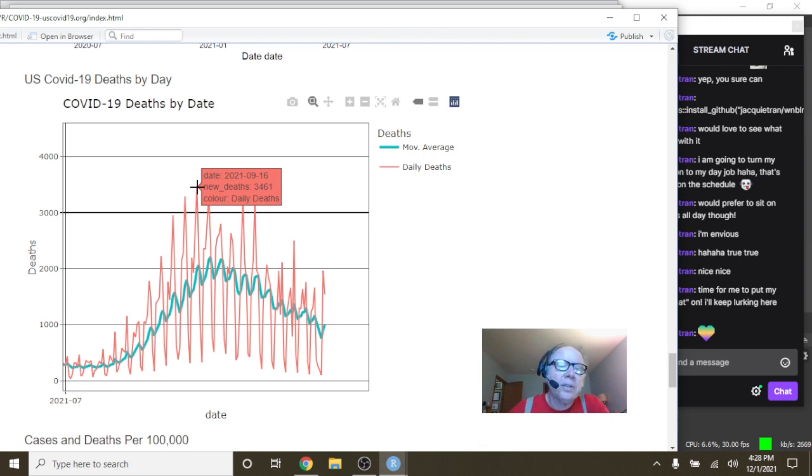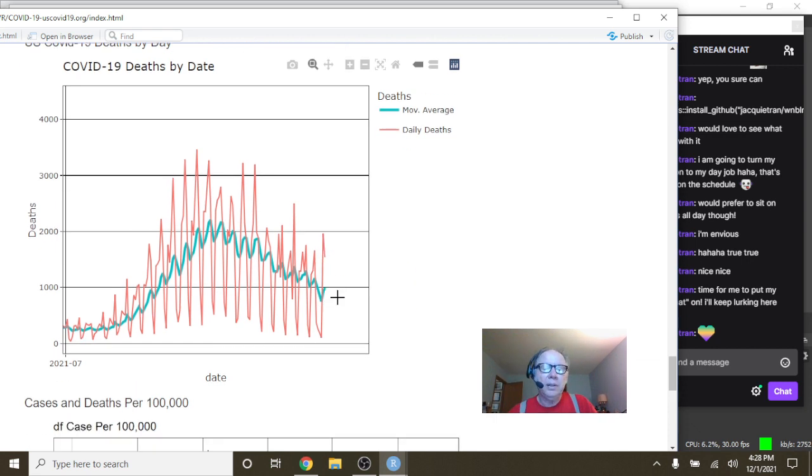Then you can see on September the 16th, deaths spiked again at 3,461 deaths for a single day. And before finishing up on November 30th at 1,359 deaths, with an average of 995 deaths per day. I'm not sure if the script will work.